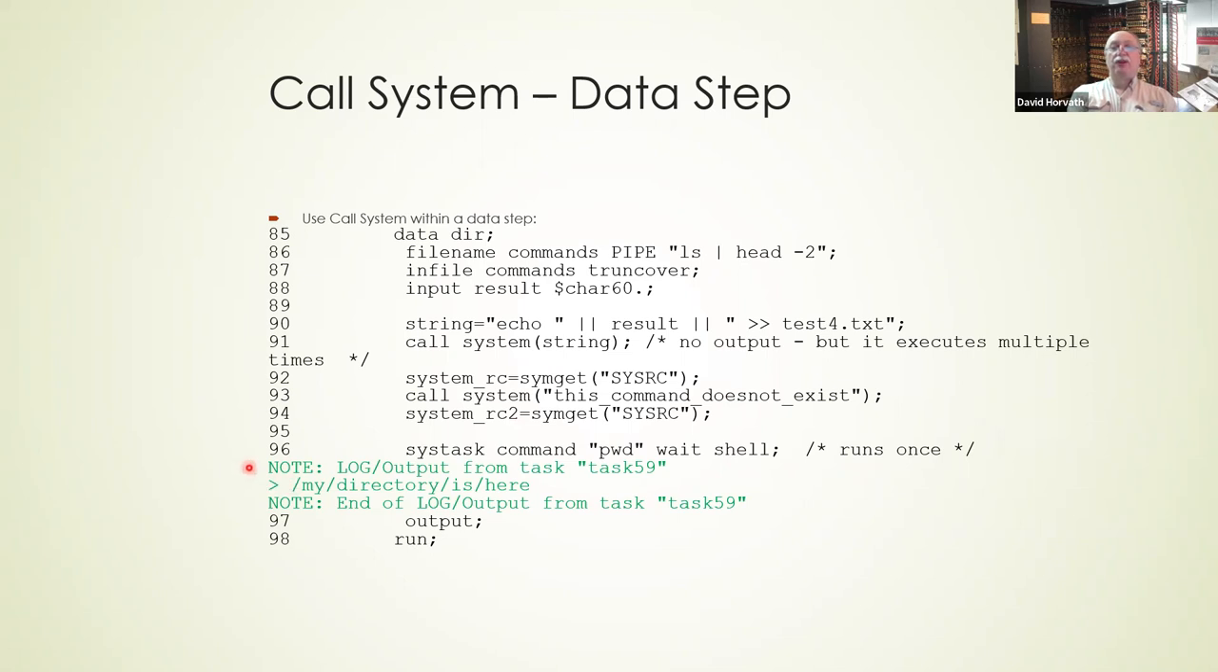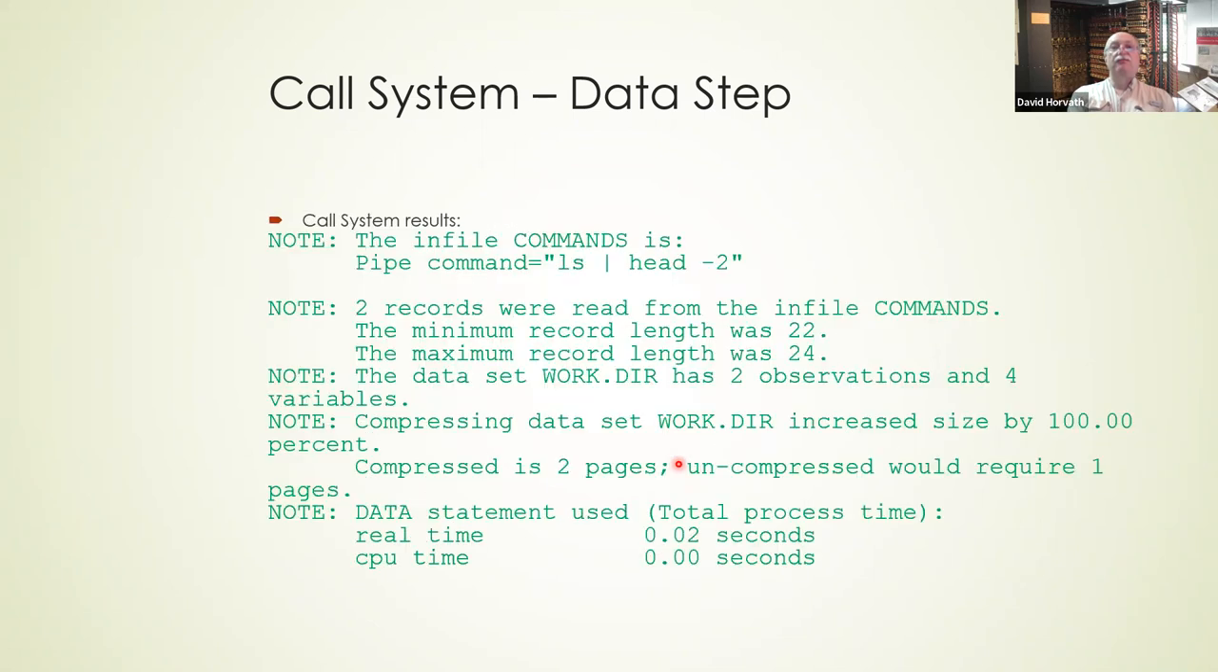And here you note the output. That's the result. I'm saying print working directory. I'm saying wait for it. I got two records out of that command, out of the pipe command. And I have two records, two observations in my output.